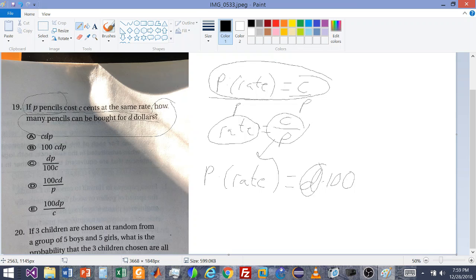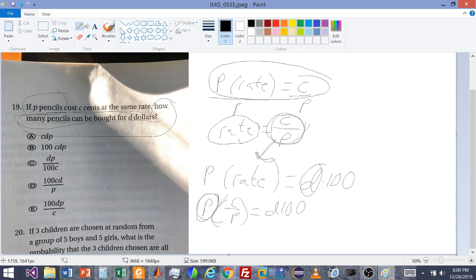Now all you have to do is plug your rate into here. So P times C over P equals D100. Now, it's really tempting at this point to just cross those P's out, but they're asking you how many pencils, or the number of pencils, can be bought for D dollars. So you're going to solve this in terms of P, separate from your rate. But the confusing part is because it's a rate, it's still going to have P in it. So just isolate for P.